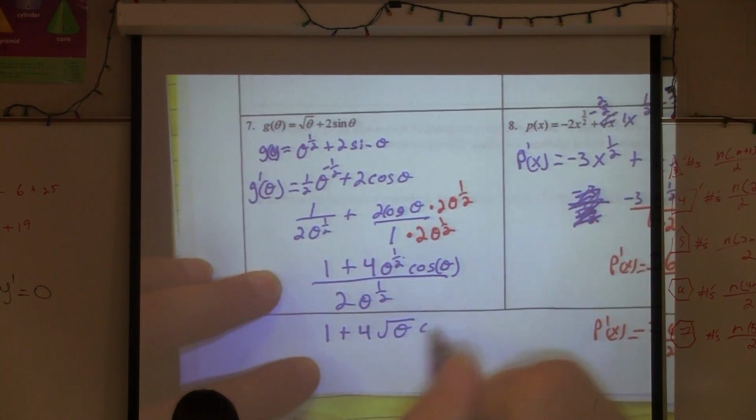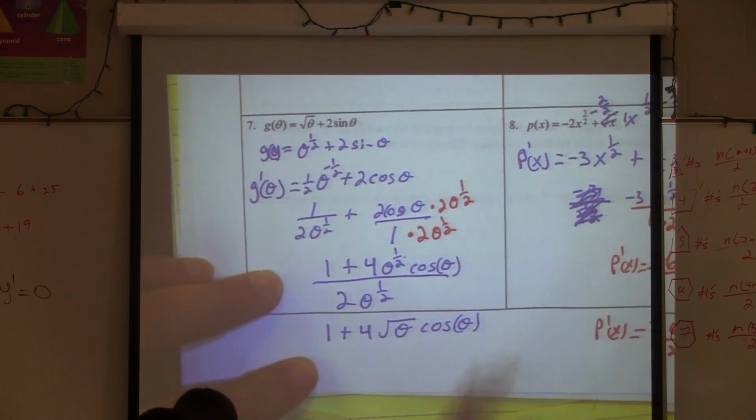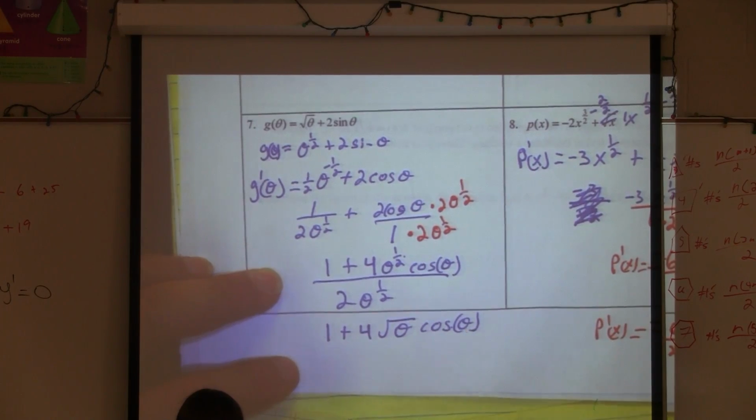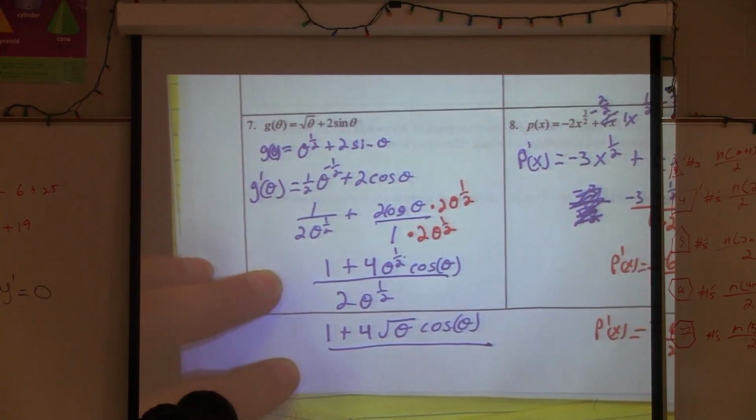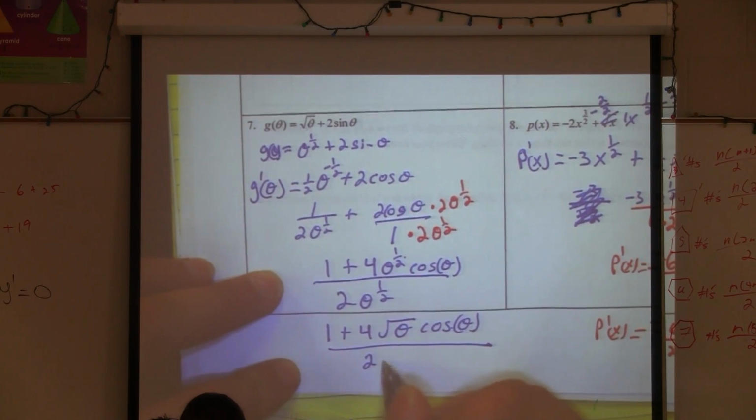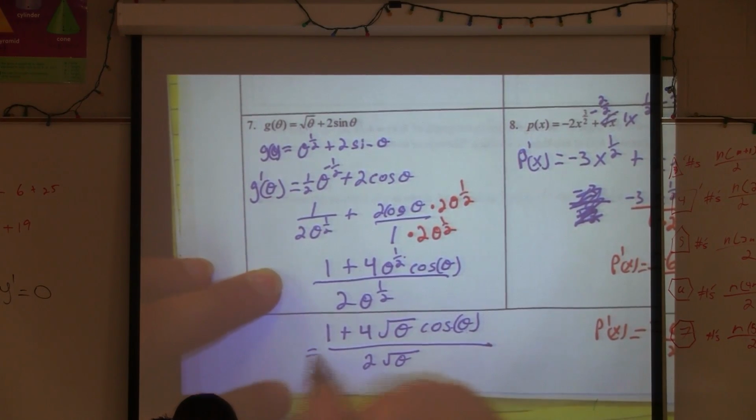Square root of theta, cosine theta. That's why I put the theta in parentheses so I don't get it confused, even though they don't put it in parentheses up here at the beginning of the problem, okay? Something I recommend. So 2 square root of theta.